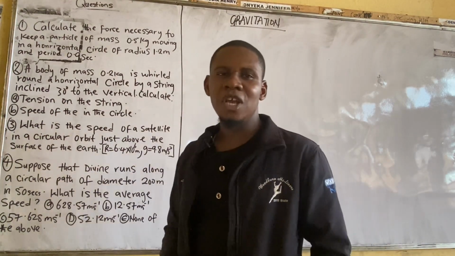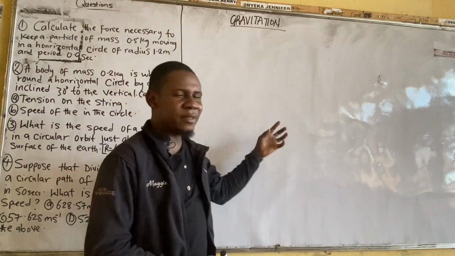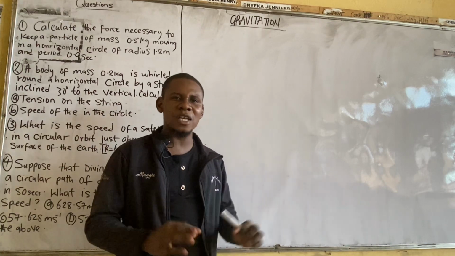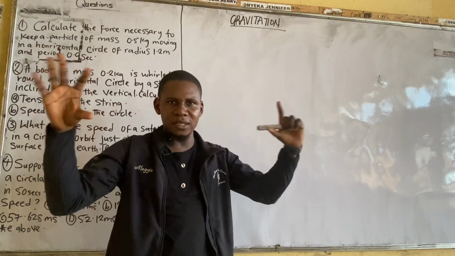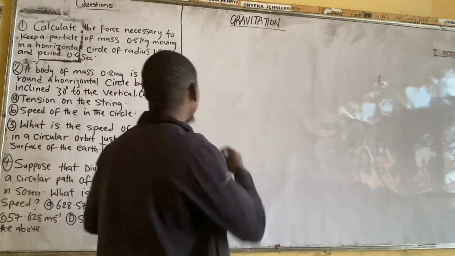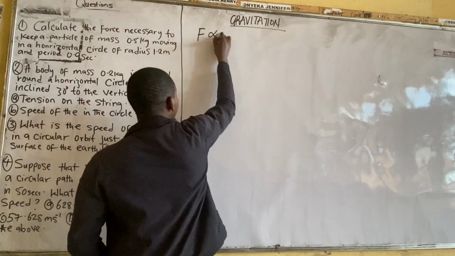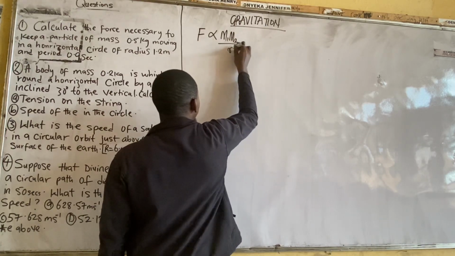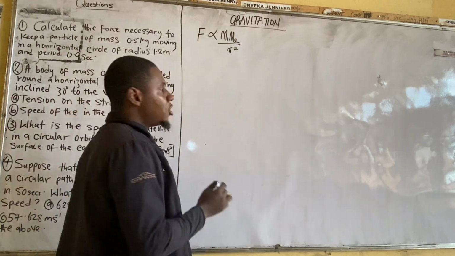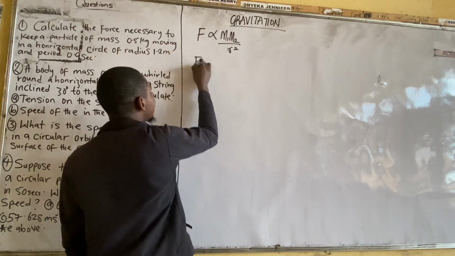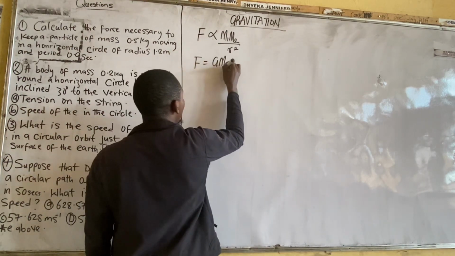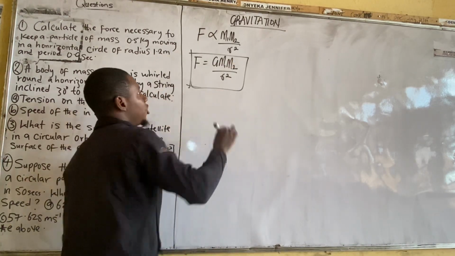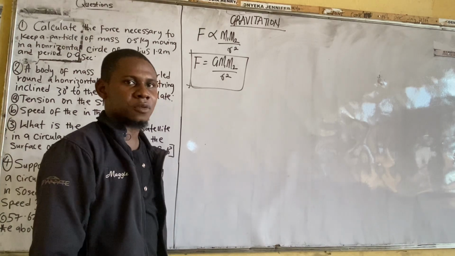attracts every other body with a force that is directly proportional to the product of its two masses, but inversely proportional to the square of the distance separating these two bodies. Mathematically, F is directly proportional to m1 m2 by R squared. Bringing in the proportionality constant, we have that F is equal to G m1 m2 by R squared. This is Newton's law of gravitation.